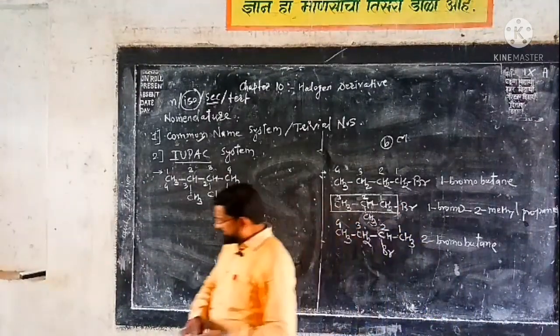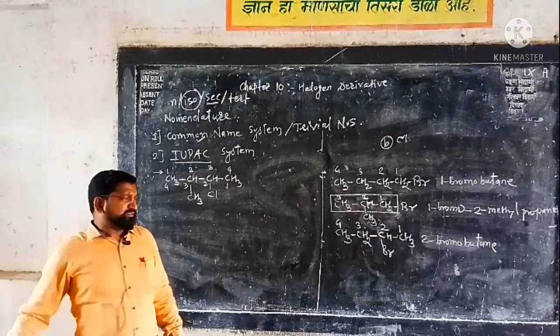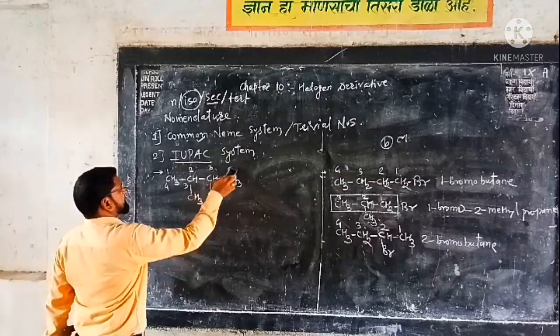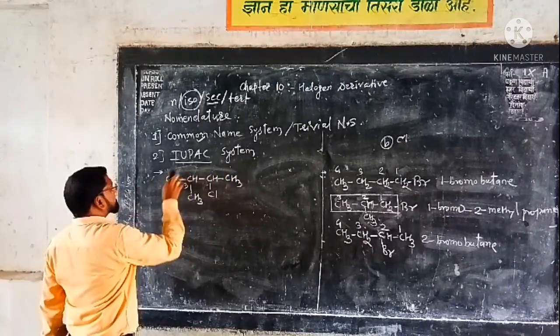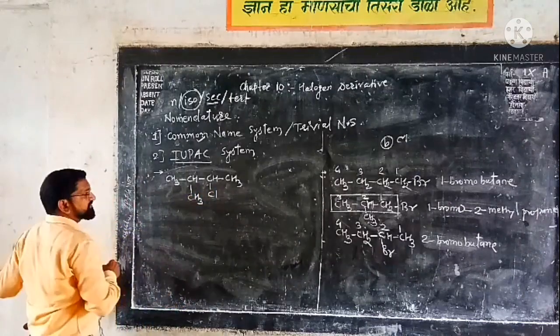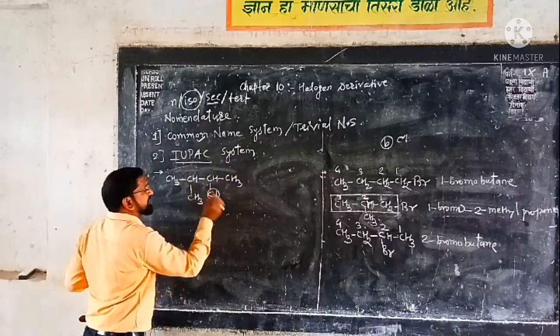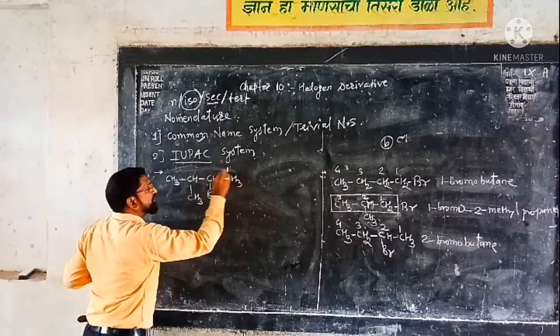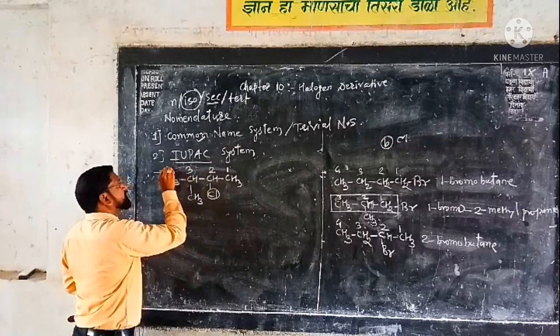But now it's our duty to give priority. Okay? So listen carefully. In such a situation, you have to give priority to the halogen. Halogen means what? Chlorine as compared to methyl group. Therefore, numbering will be correct from 1, 2, 3, 4.